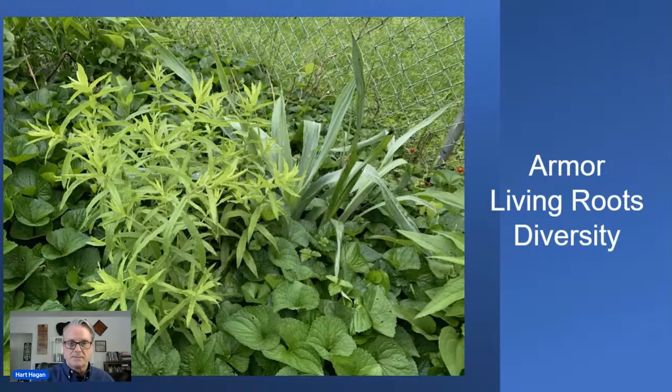Here's another example, same front yard. Most of the dark green here is common violets. The light green is New England aster. And then this succulent looking thing is rattlesnake master. Over here you have some purple coneflower, and there's a wild strawberry. And so there we have it. There's diversity. Diversity, armor, and living roots.